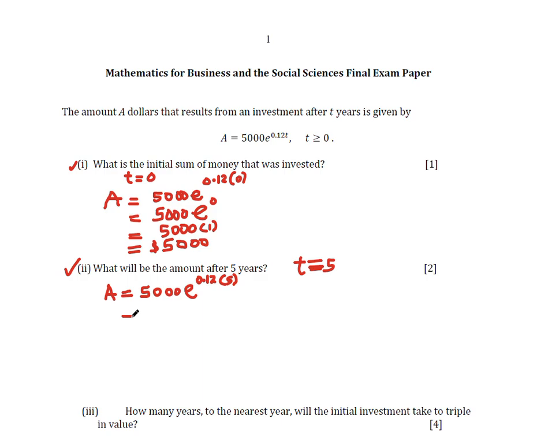So this would be equal to 5,000, and we're going to raise e to the power of 0.12 multiplied by 5, and when we multiply 0.12 by 5, we get 0.6. Then on our calculators, we can raise e to the 0.6 power and then multiply that answer by 5,000, and we will get 9,110.59. So the value of the investment after 5 years will be 9,110.59.